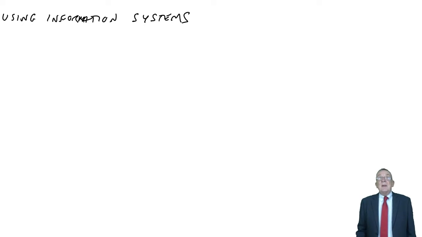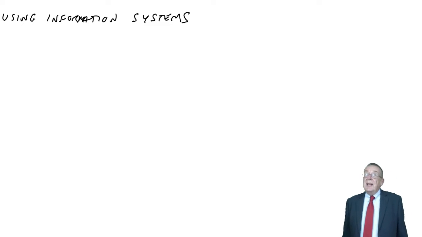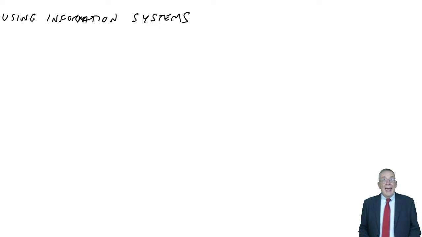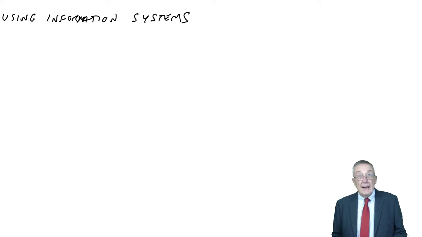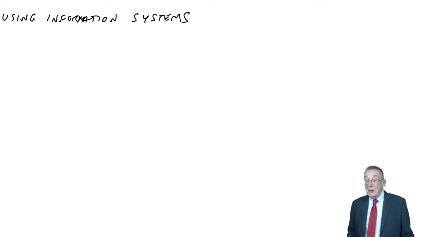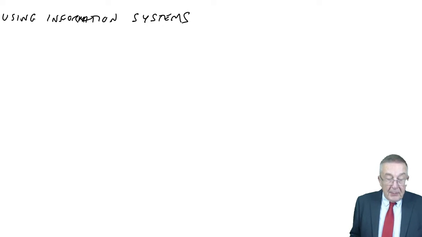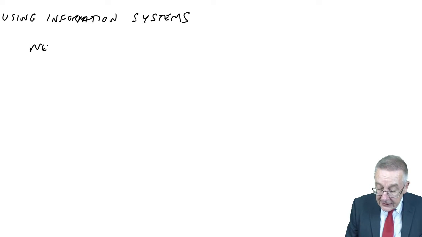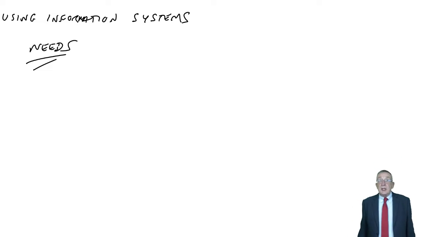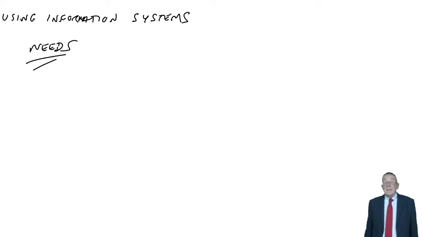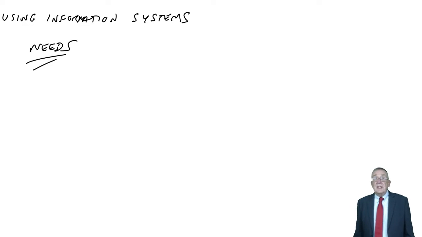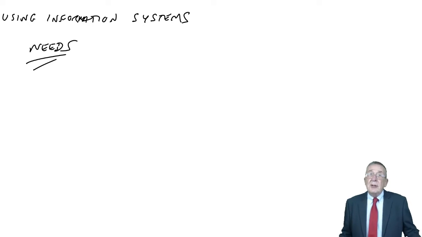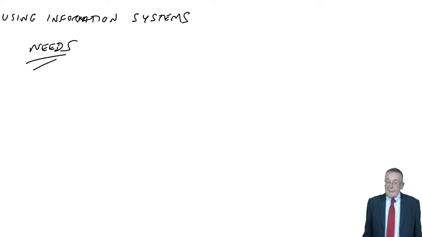Anyway, the first bit of this is very much, or should be, revision from paper MA, or if you did it a while ago, paper F2 as it was called. But the information needs for decision making. Because different people in the organisation are making different types of decisions. And the different types of decisions need different information.